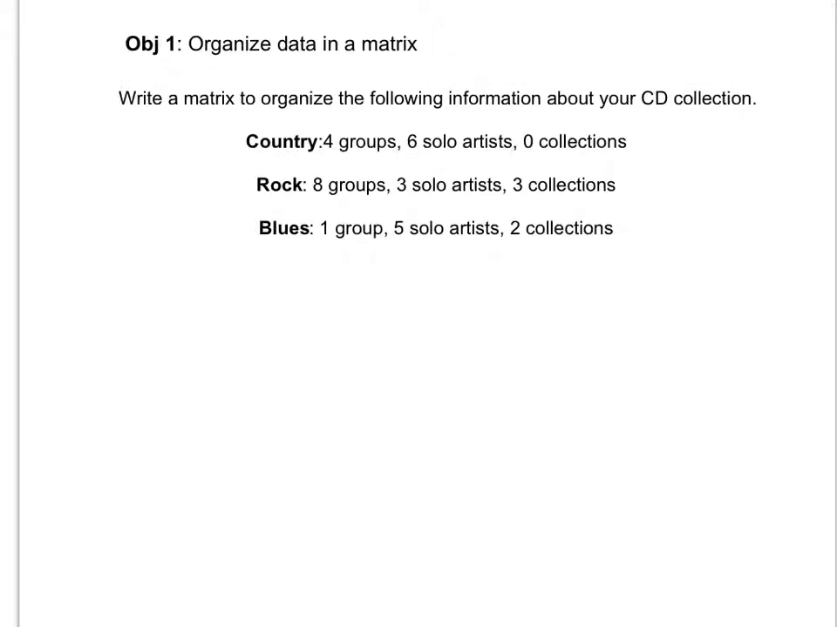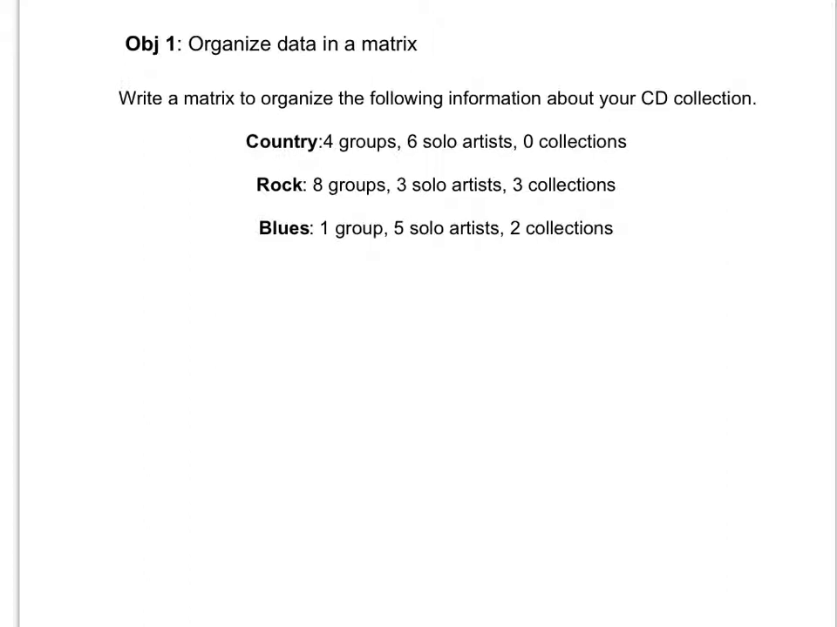So to make one, this says write a matrix to organize the following information about your CD collection. You've got some country CDs. They're divided up into 4 country groups, 4 country solo artists, and then a collection would be like a best of or like a Christmas CD or something like that of that genre. Okay, so then you got rock, you got groups, solo artists, and collections. Then you got blues, so on and so forth. That's what's in your CD collection. So we want to make a matrix for this.